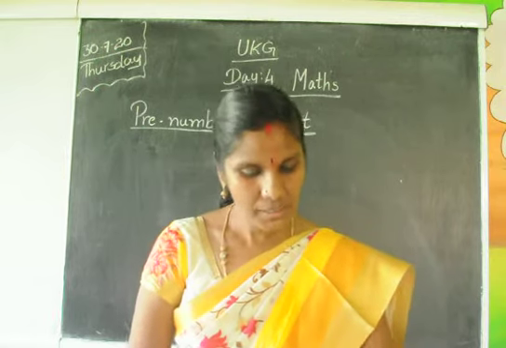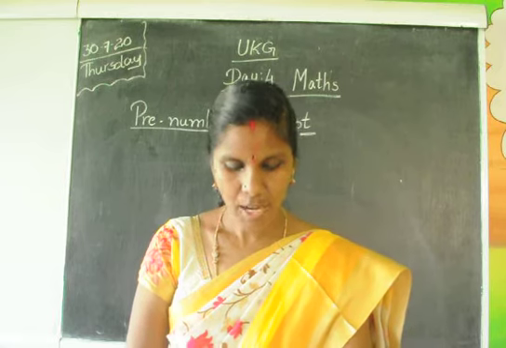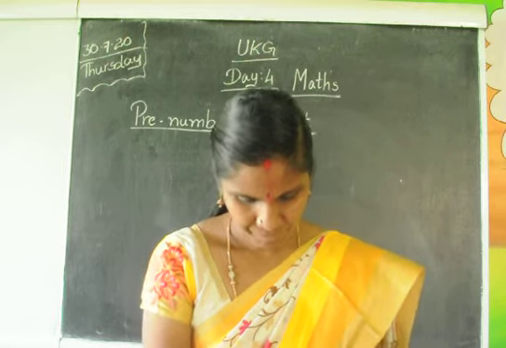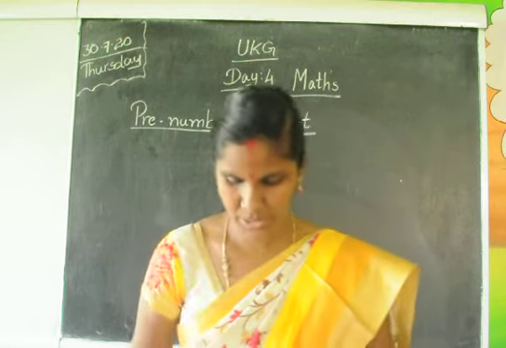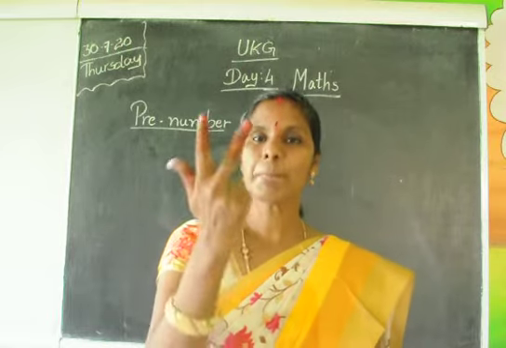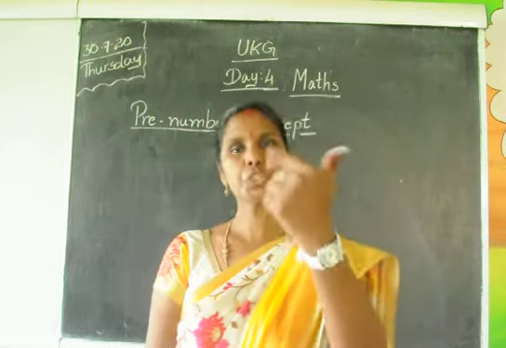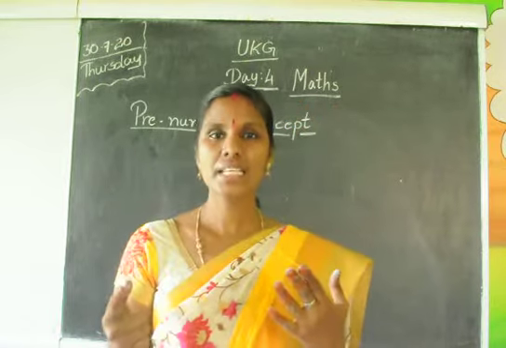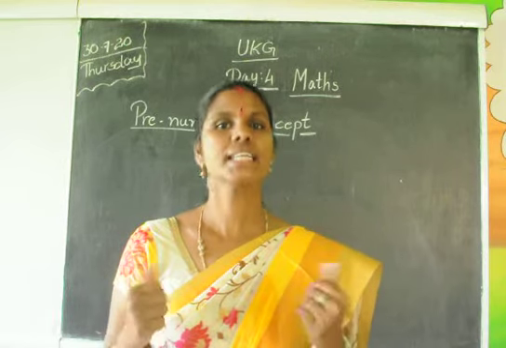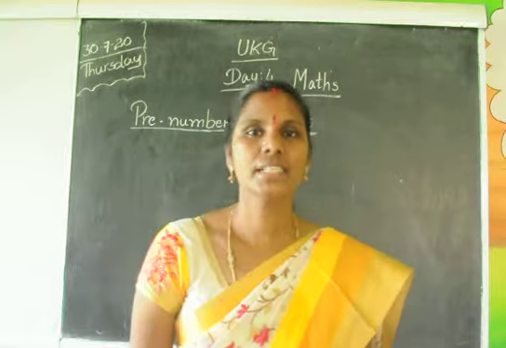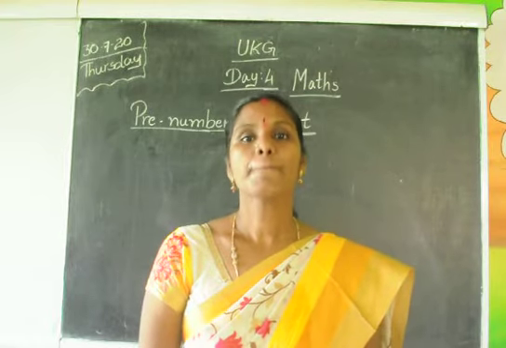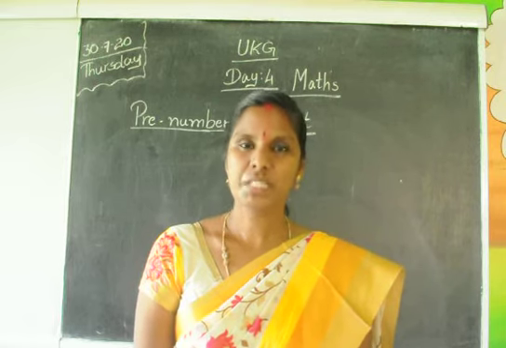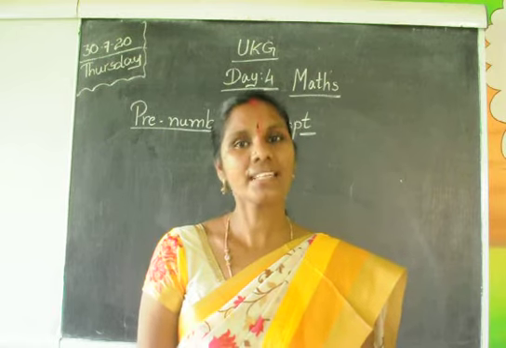How many months in a year? There are 12 months in a year. January, February, March, April, May, June, July, August, September, October, November and December.